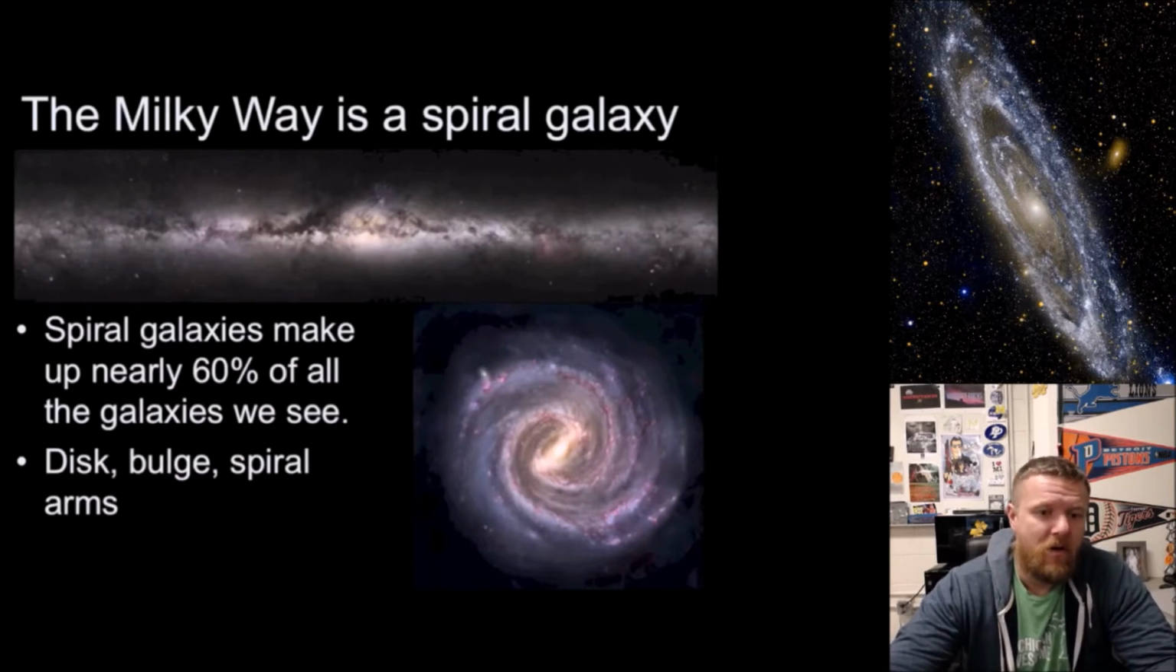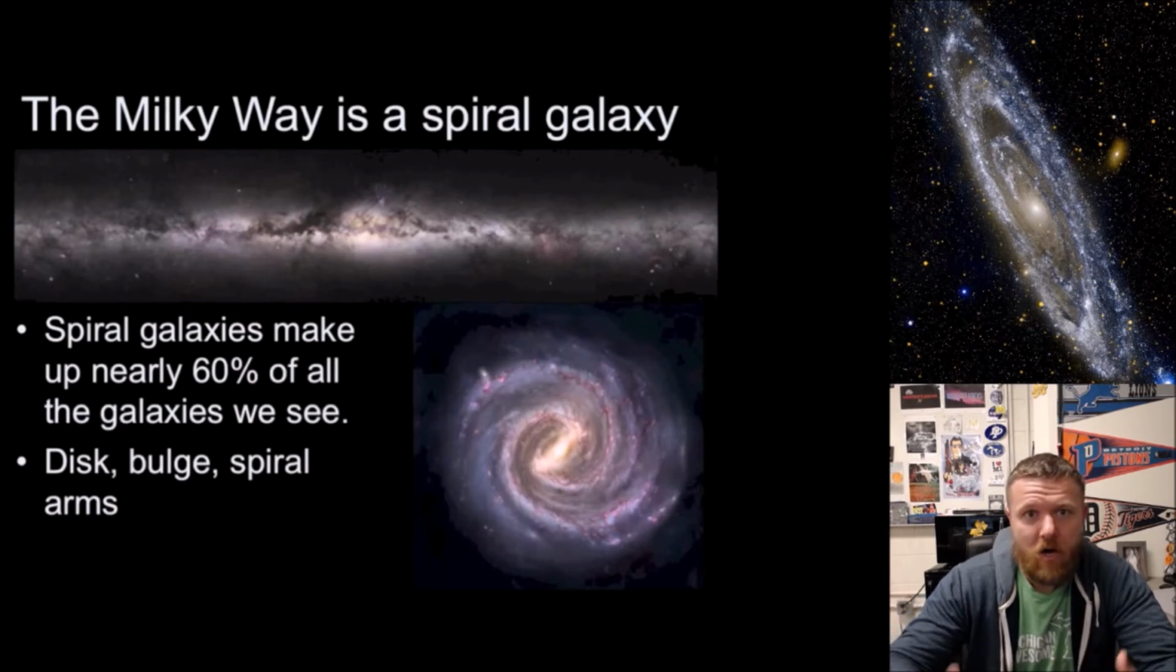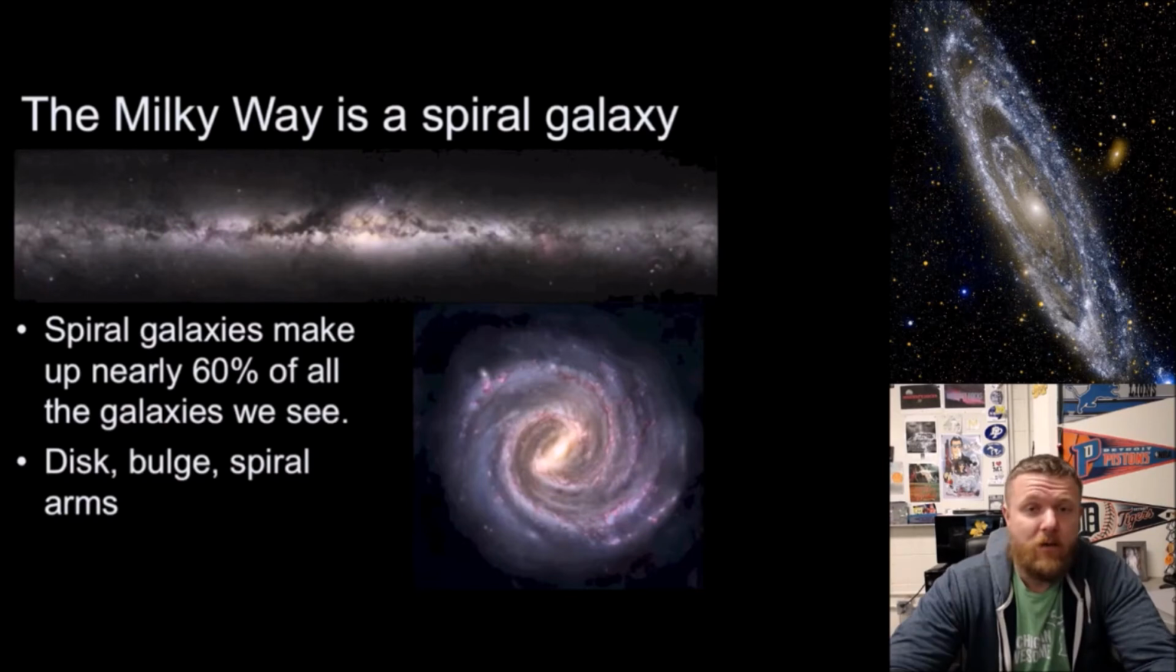I want you to notice what color this is. Kind of got a bluish tint out in the arms. It's got a yellowish tint closer in. Well, that tells us that there are a lot of young blue stars out here, and there's a lot less of them in the center, which means the stars in the center that were blue have died out. The oldest part of these galaxies are in the center, and the arms are where you get young new stars forming. And you can tell all of that information just by looking at the color.